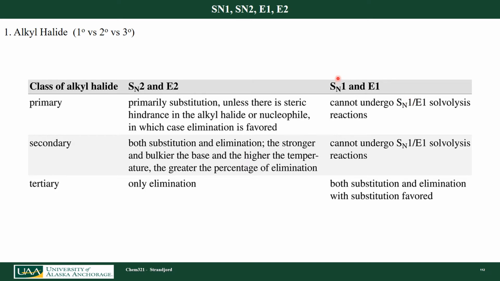If I now compare SN1 and E1, just talking about whether I have a primary, secondary, or tertiary alkyl halide, typically, primary and secondary alkyl halides do not undergo SN1 or E1 reactions because they need to go through a carbocation intermediate, which is not very stable, especially for the primary alkyl halides. If I look at tertiary alkyl halides, they undergo both SN1 and E1 reactions, so I have to adjust other factors now if I want to differentiate between the two different reaction mechanisms for SN1 versus E1.